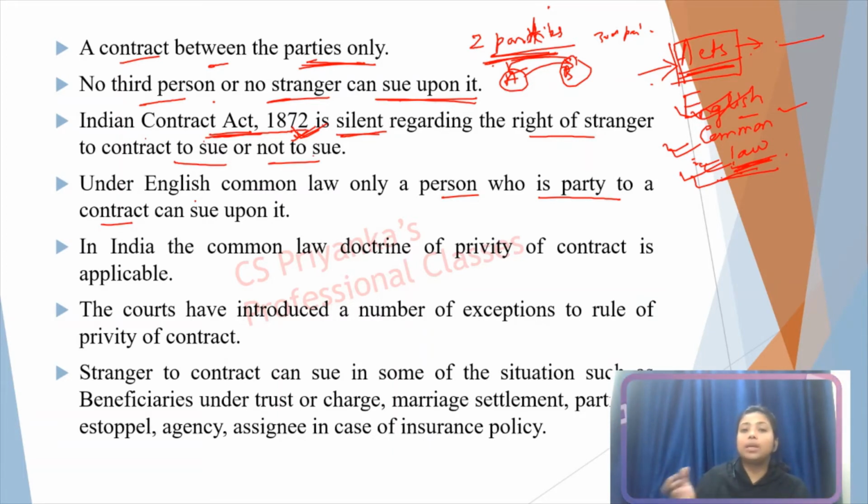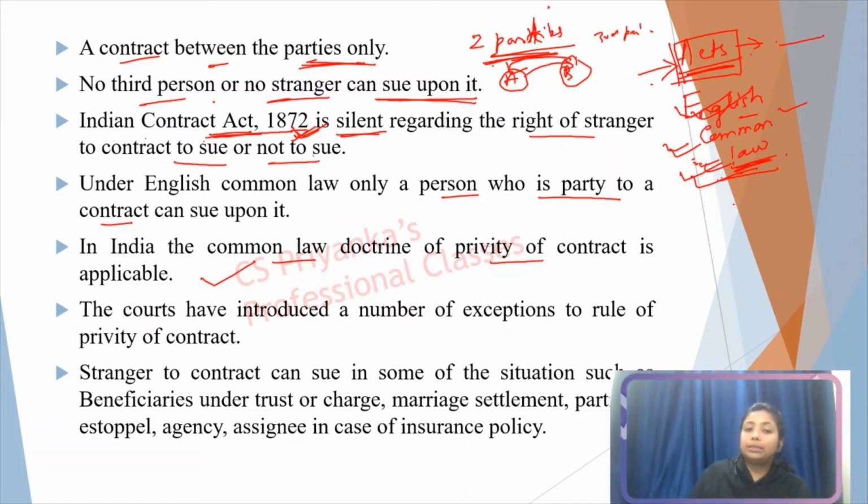That means if A and B are parties, A can sue B and B can sue A, but no other third party or stranger can interfere in their matter. So though the Indian Contract Act is silent, we are following the rule of English common law. That's why in India also the common law doctrine of privity of contract is applicable.